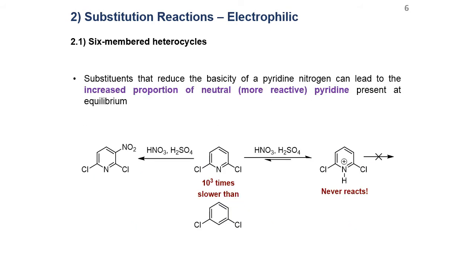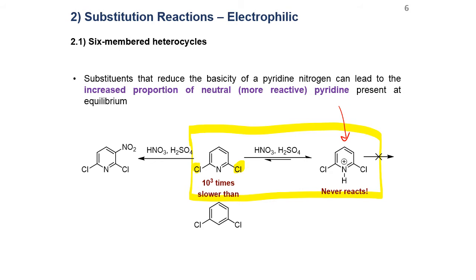Another exception is quite counterintuitive, where you have more electron withdrawing groups on the pyridine, for example, 2,6-dichloropyridine. You would expect this to be even less reactive towards electrophilic substitution than pyridine. However, if you look at the equilibrium between the neutral species and protonated species, you can see that if you compare to the pyridine, it will completely protonate into the protonated species.